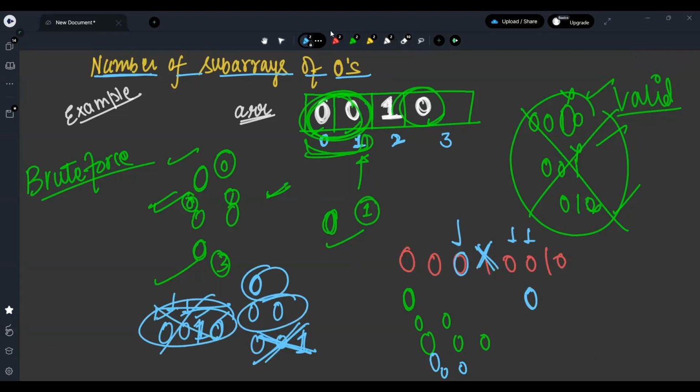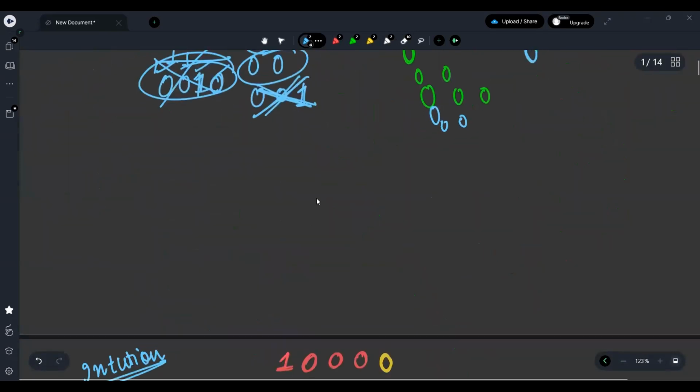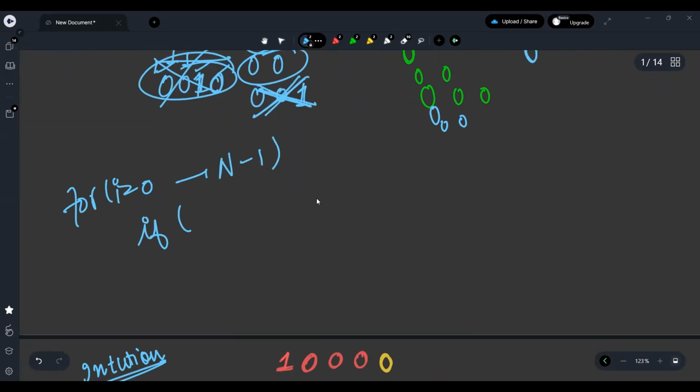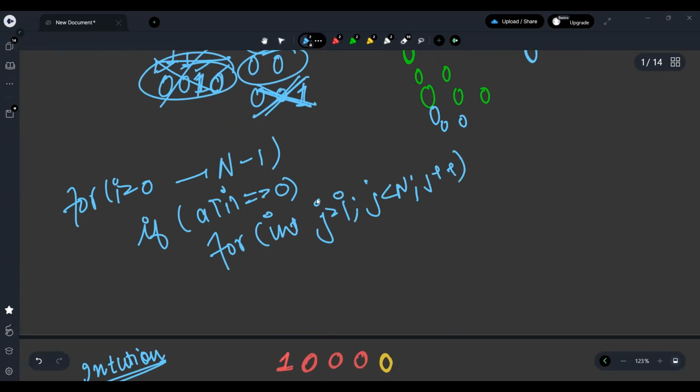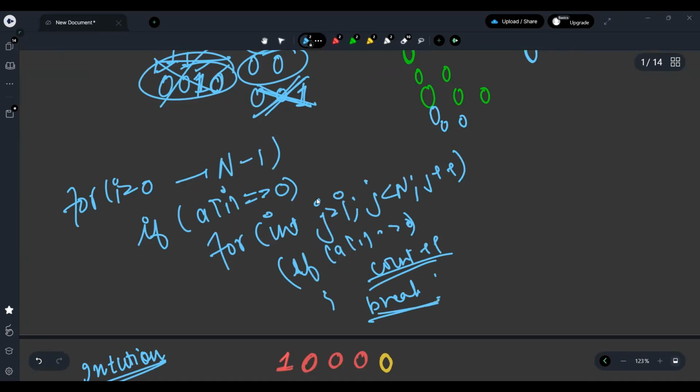So this is the brute force approach, which is O(n squared). The algorithm will be something like: for i equals 0 to n minus 1, if array of i is equal to 0, we traverse from the current index until we get zeros. If a[i] is equal to 0, what will we do? Count plus plus, because a subarray is made. And if it is not 0, we break out of the loop because this will become non-contiguous. So this is the O(n squared) brute force approach.